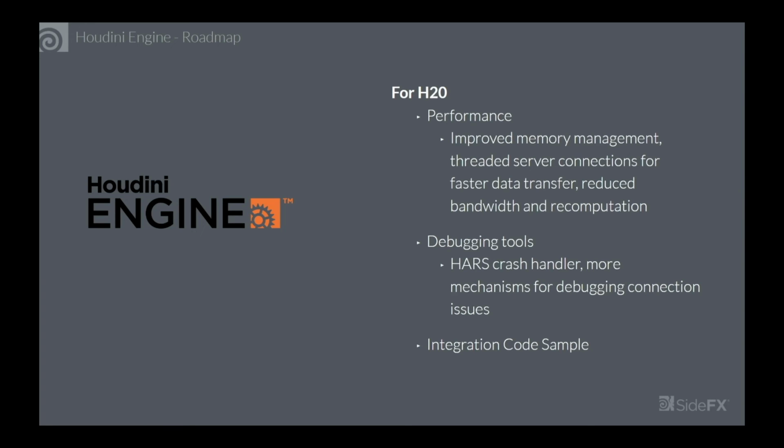If we could have threaded connections or multiple connections to exchange data between Houdini and the host applications. And we also want to see if we could do a memory buffer. So instead of having a communication layer, we could just have a shared memory to make all the data exchange a lot faster. And the debugging tools as well. And for those who are interested in doing their own integration, we're going to be providing an integration code sample as well.